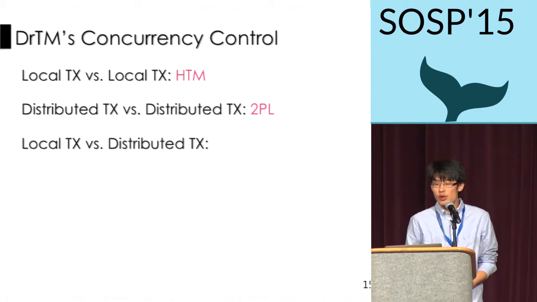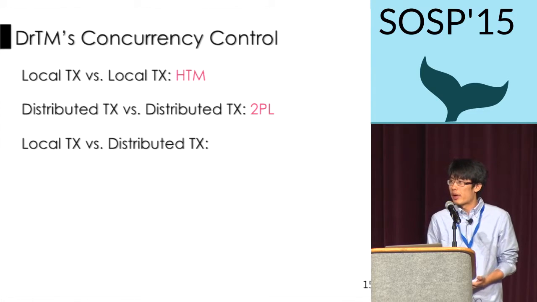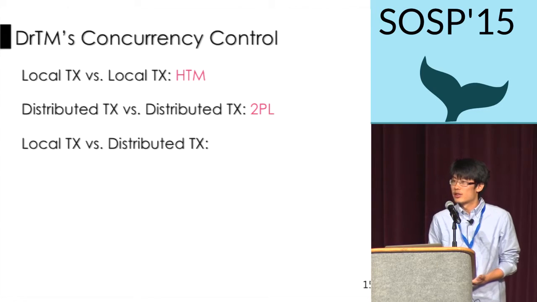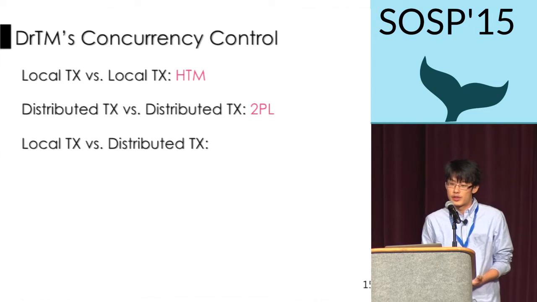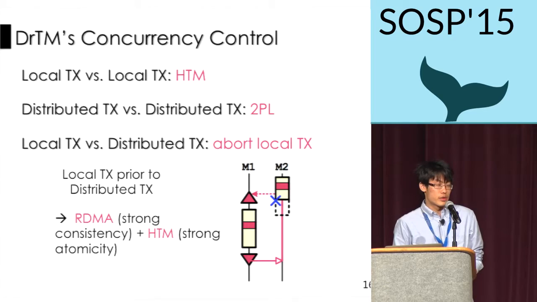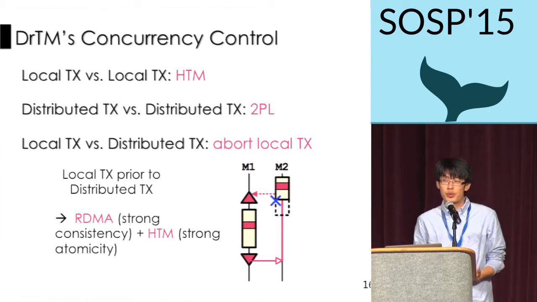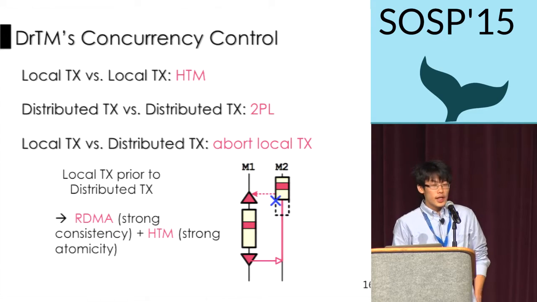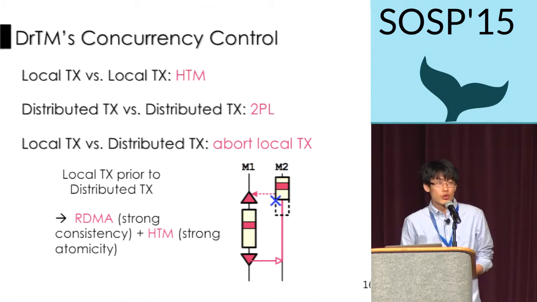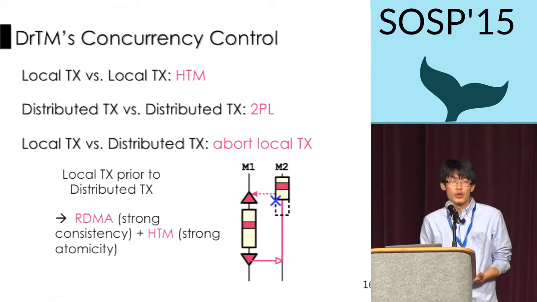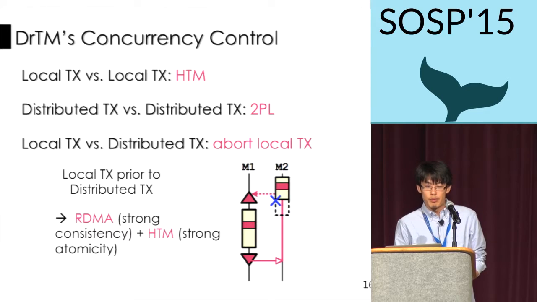The coordination of local transactions is provided by HTM, and we use two-phase locking to coordinate distributed transactions. It is trickier to coordinate local transactions with distributed transactions. There will be two scenarios. First, a local transaction is executed before a distributed transaction. So here, if a conflict happens, the local transaction would be aborted by the distributed transaction due to the hardware features of RDMA and HTM.